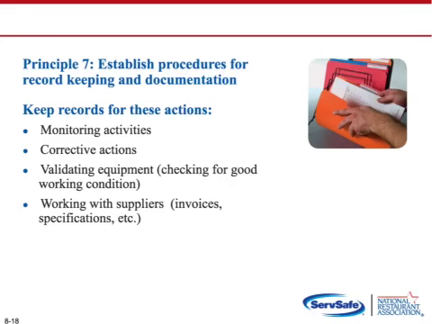Then the seventh step is, again, more record keeping. It's a way of recording what you monitor, what you have corrected, and that you have maybe got some double checks for your equipment to be sure that it's working and that the temperature it says on the thermostat is actually the temperature that it achieves.